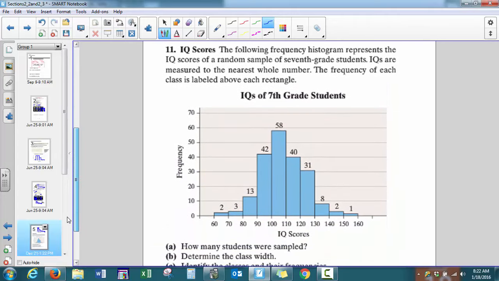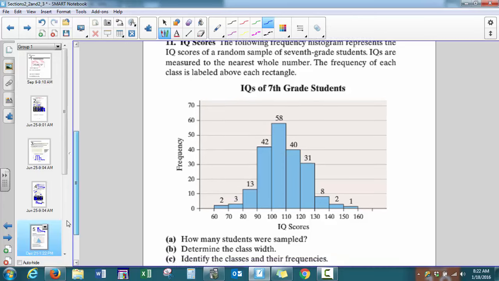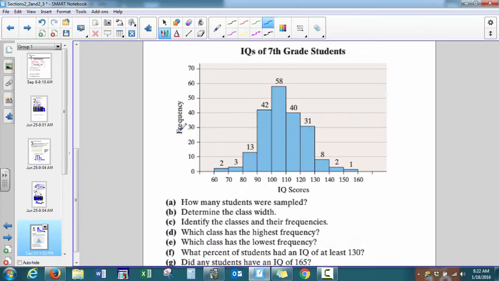Number 11, we're given a histogram and we want to answer the following questions. How many students were sampled? This is a frequency chart. So that means these numbers tell you how many values fall in each of the ranges. So when we add them all up together, 2 plus 3 plus 13 plus 42 plus, we will end up with 200. Determine your class width. Our class width is the distance or the amount of space between the lower class limits. So 70 minus 60 gives us a class width of 10.